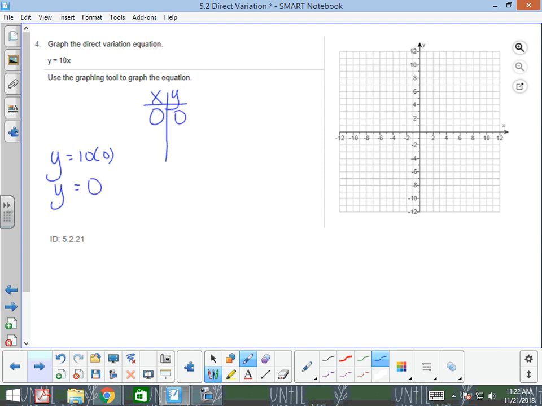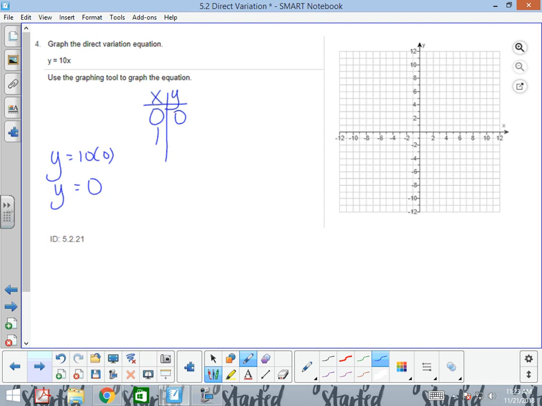Okay, now let's pick a number like 1. We're just going to pick a number close to 0, and we're going to put in y equals 10 times 1. So that's 10. Okay, so on here, I'm going to show you this one, then I'll show you another one that's similar to it in live action.